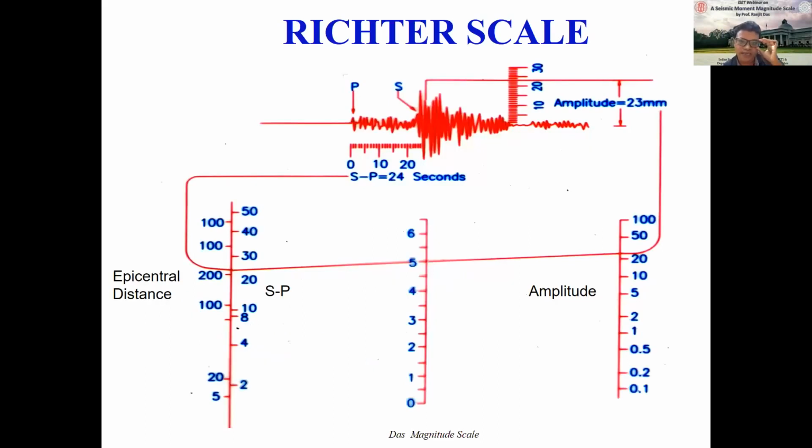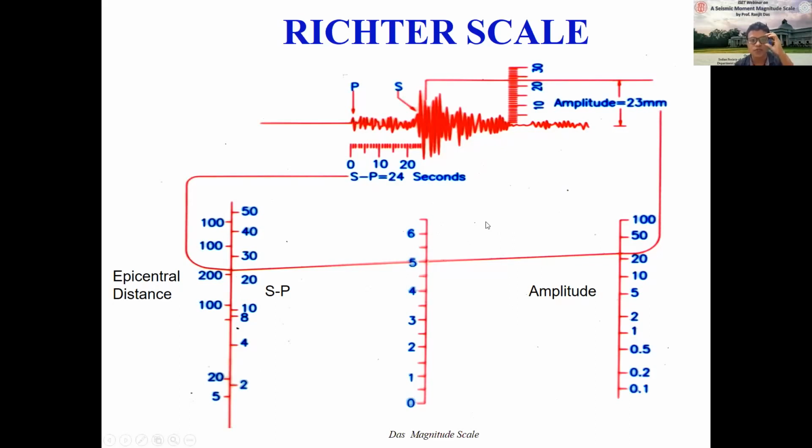And how do we use this Richter scale? When an earthquake comes, a signal goes to the seismogram. This gives us the P waves, and this is the S waves. If we take the difference between P and S, we get a time interval. So we get 24 seconds.